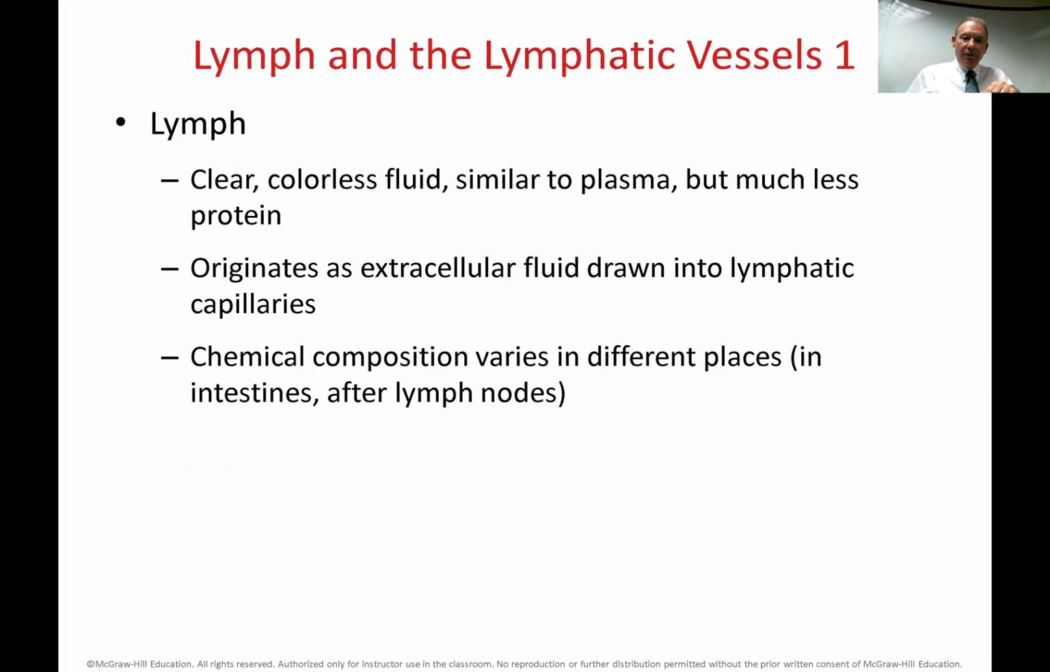So what is lymph? It's fairly clear and colorless, but has less protein than we'll find in plasma, the liquid portion of blood. And it starts out as excess extracellular fluid, fluid that's not contained by the cell walls but is outside the cell boundaries. They call that extracellular fluid. It's also called interstitial fluid.